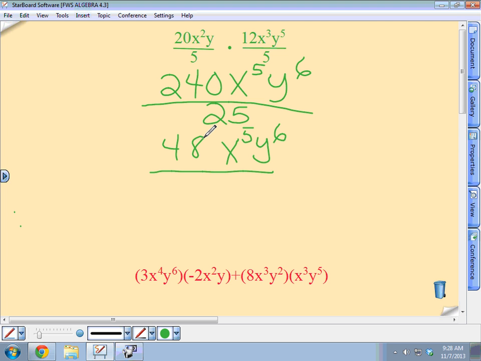And what's 25 divided by 5? 5. So that's your answer. It's 48 x to the 5th, y to the 6th, divided by 5. And you might also see this written this way. This is okay right now, leave it like that. But you may eventually see it like this. 48 fifths x to the 5th, y to the 6th.